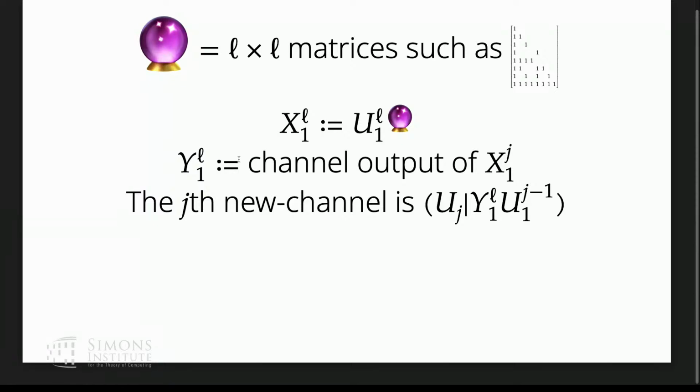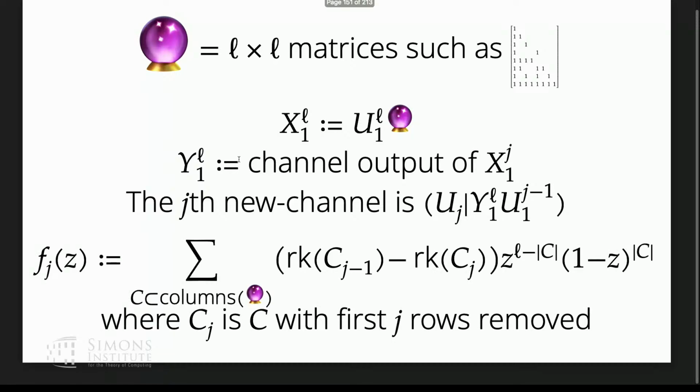And then based on this information, I should say the definition, you can compute f_j of z by doing the following process. This is a very concise expression, but the process is as follows. You begin with the channel, and then you take the columns of the channel as if it's a set. You take any subset of those columns, and then you say, I'm going to let C_j be the matrix C, except that the first j rows are removed.